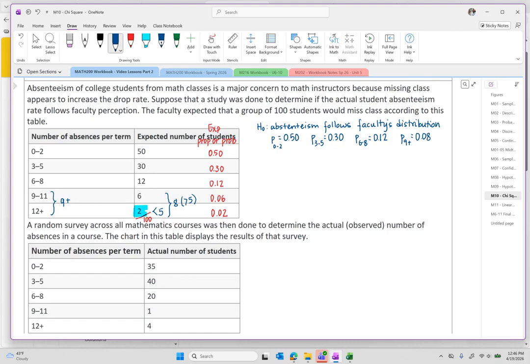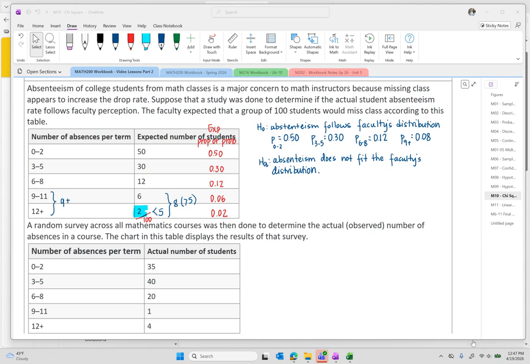So in words, we will say that the null hypothesis is that the absenteeism in math class follows the faculty's distribution or perception, and mathematically we can write this as equations pertaining to the proportions of each category in the theoretical distribution. The alternative hypothesis will be the negation of that: absenteeism does not fit the faculty's distribution.